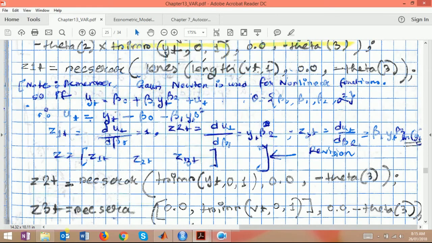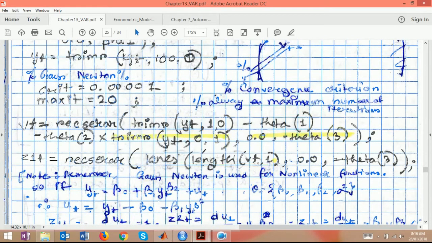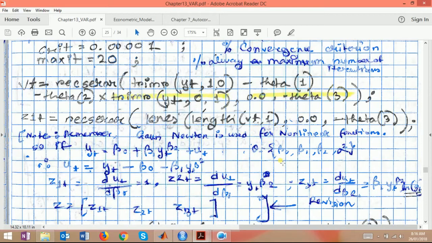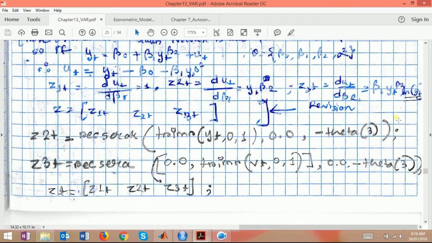So in this problem we have z1t, z2t and z3t. z1t is 1s, with length of vt, 1, 0, then the exogenous variable part, then zeros, and theta 3. Why theta 3? Because we have theta 1, theta 2 and theta 3, since in this problem we have ARMA(1,1). In theta 3 we have the autoregressive parameter phi, and the moving average parameters are psi. That depends on how I represent my thetas. It really doesn't matter because all the thetas give us the same initial value. However, this is basically phi, the autoregressive parameter.